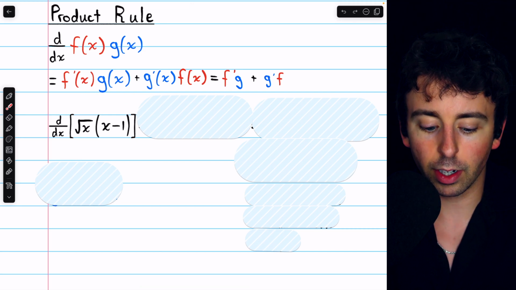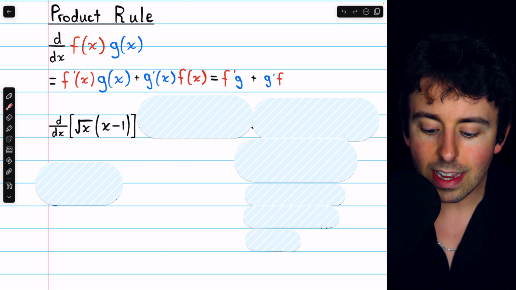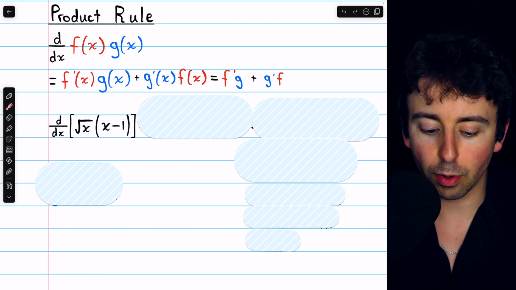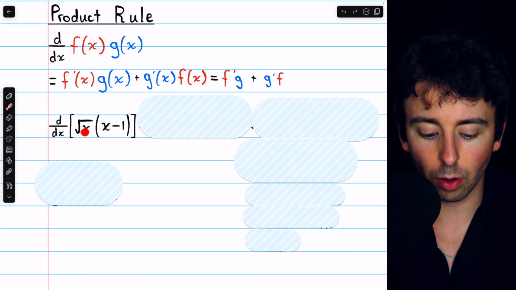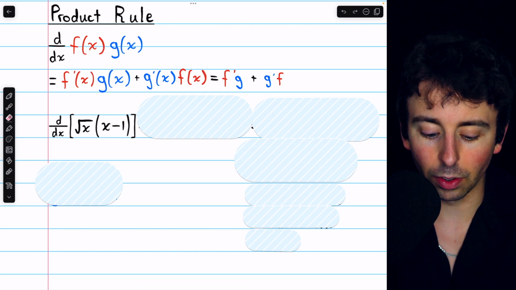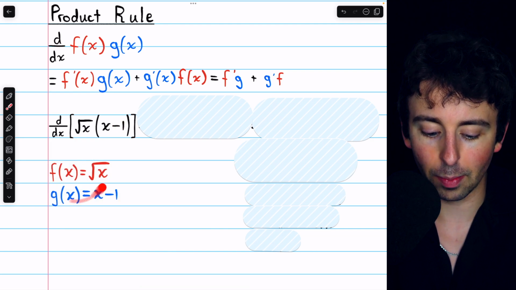I've written the product rule here for your reference. The derivative of a product of functions f times g is f prime g plus g prime f. We'll say that the function on the left is f, so the square root of x is f of x. And the function on the right is g of x, so g of x equals x minus 1. So here those labels are. Let's go ahead then and apply the product rule.